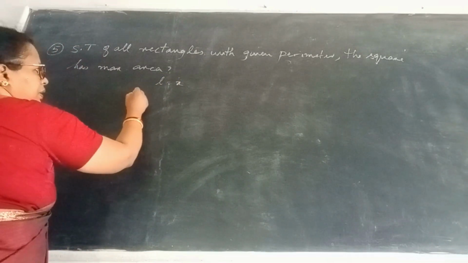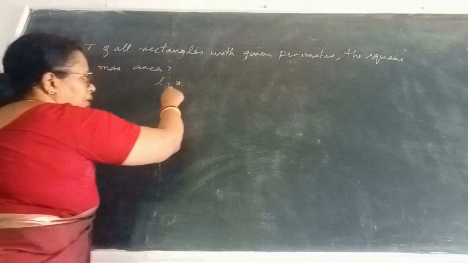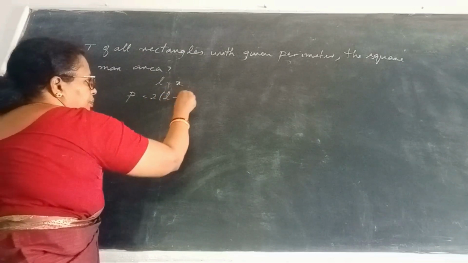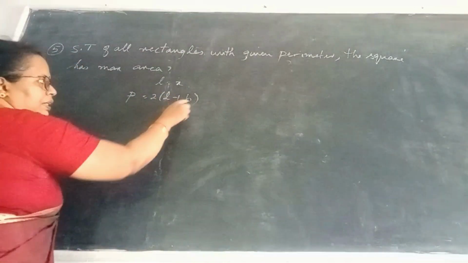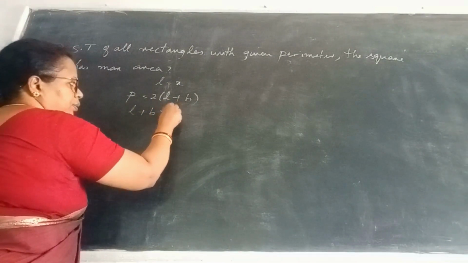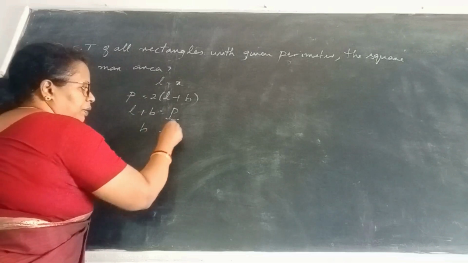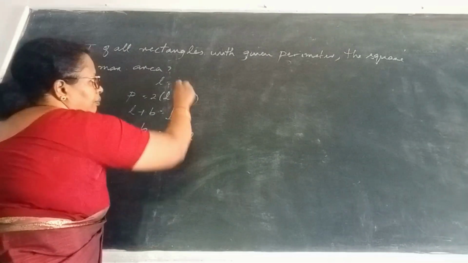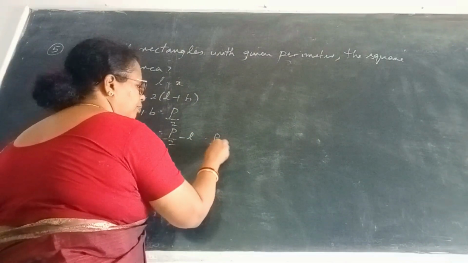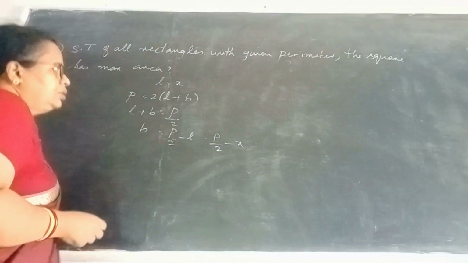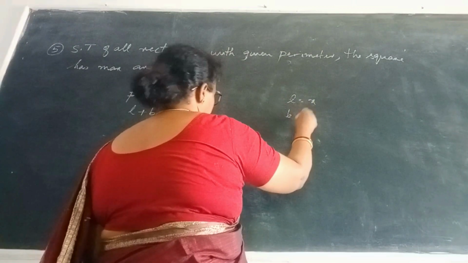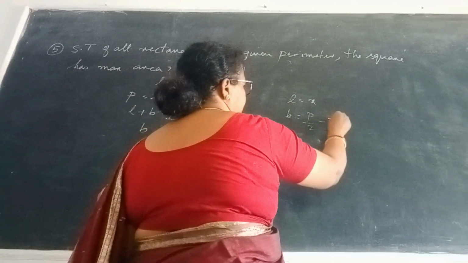Okay, so what is perimeter? We should find B based on the perimeter. Perimeter is 2 into (L plus B). So what is B? L plus B is P by 2, or B is P by 2 minus L. But we have taken L equal to X, so it is P by 2 minus X. So we got L and B. What is L? L is X. And what is breadth? P by 2 minus X.